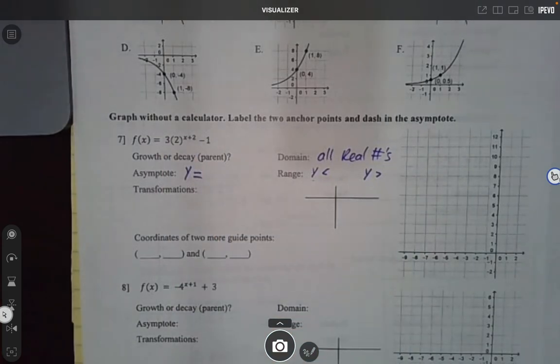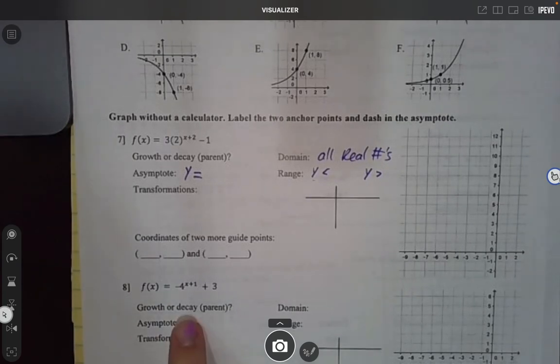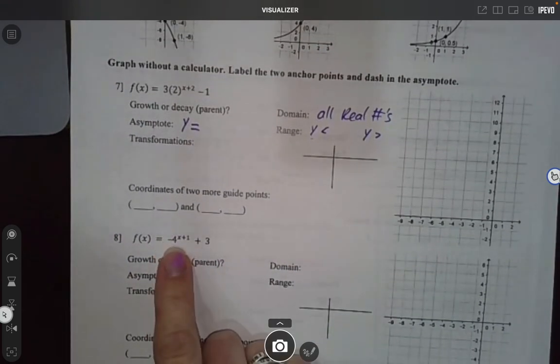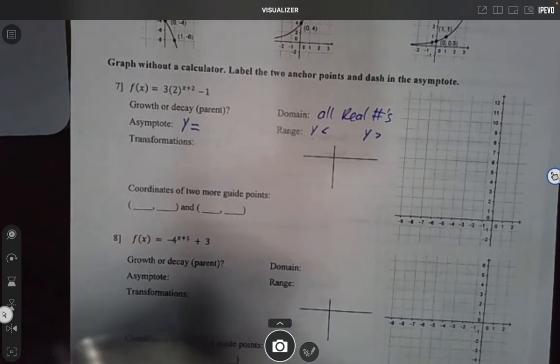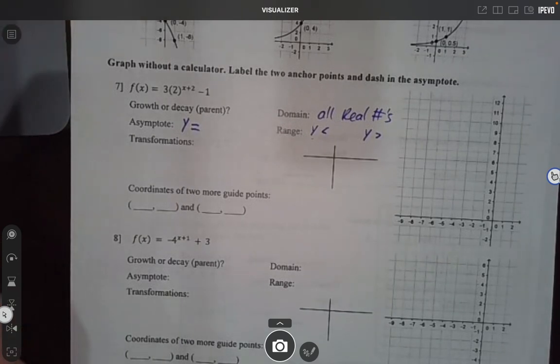Okay? So like number 8 is to the left 1. Then what? Up 3. Flipped. That's all I can say is up 3. And then it's flipped or reflected because of the negative sign, right? Yeah. So is the range on number 8, let me graph it real quick, y less than 3 or greater than 3? -4 to the x plus 1.